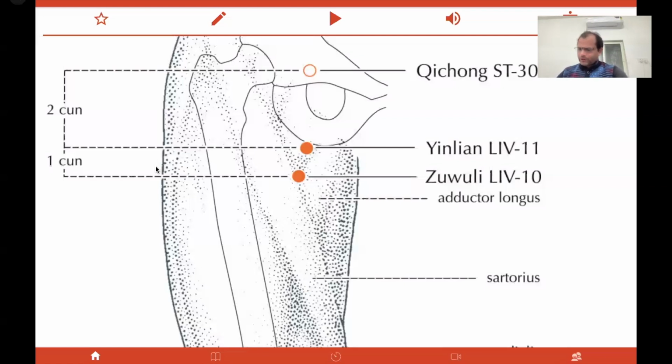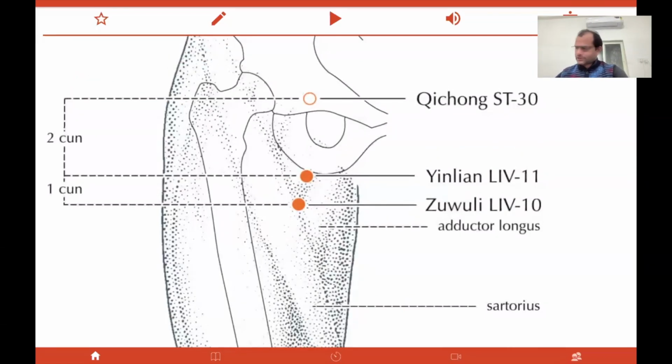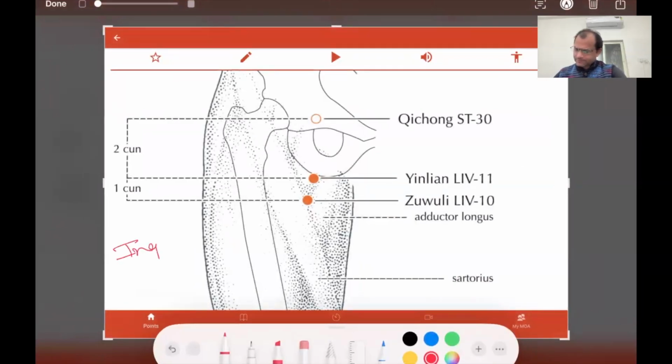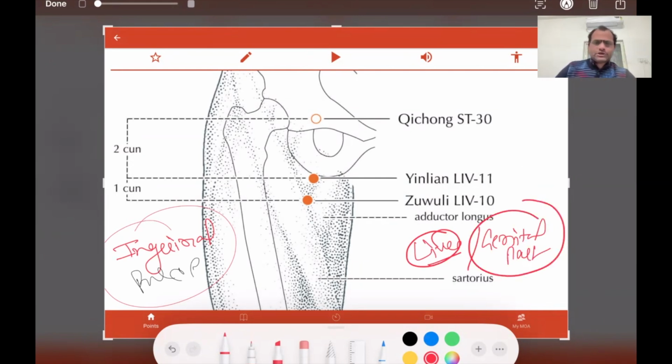So this is a very important area, Liver 10. We find the inguinal pulse here. The inguinal pulse tells about the condition of the liver as well as the condition of the genital part. If there is any problem in the genital part, the ovary, the testes or the uterus, for that we are checking Liver 10.